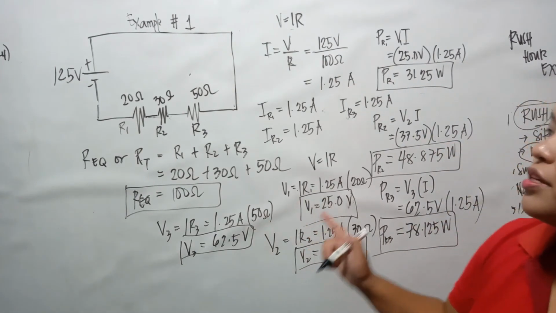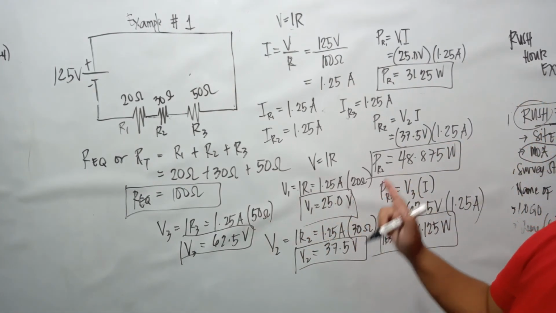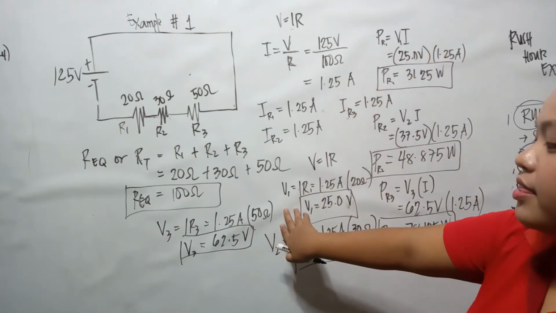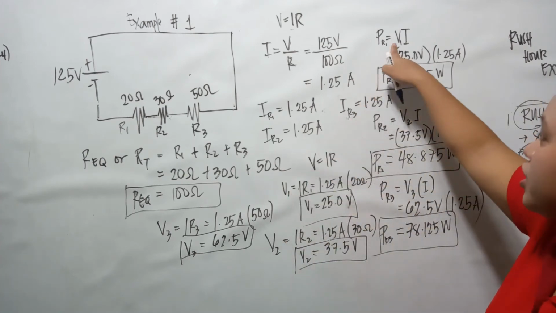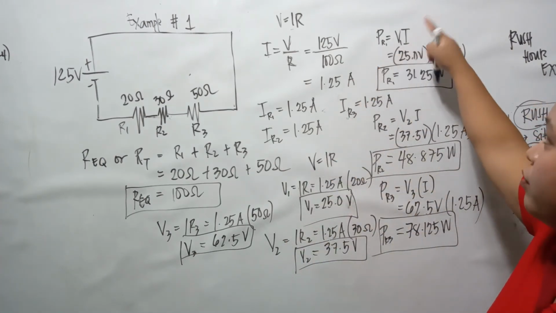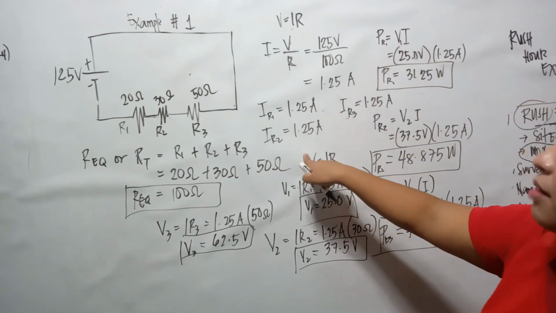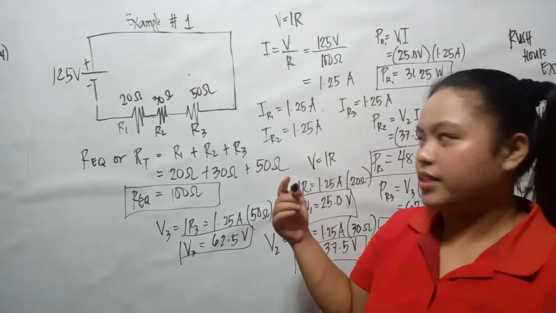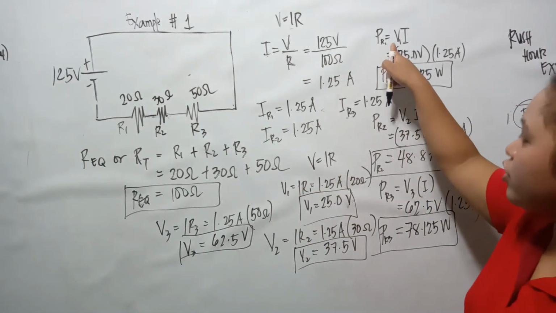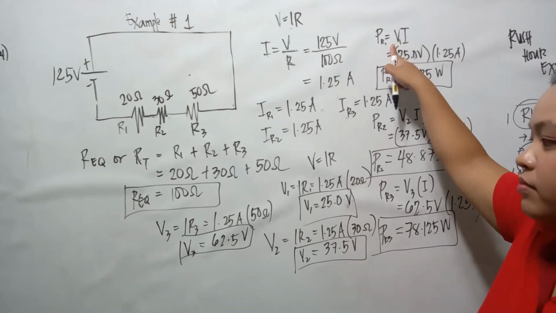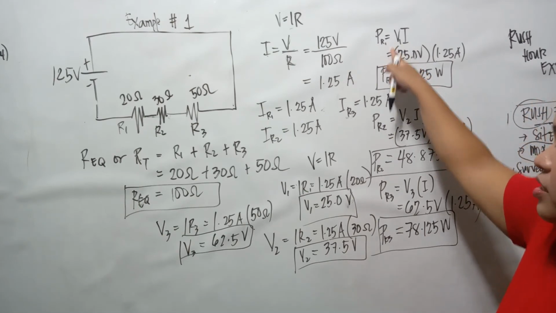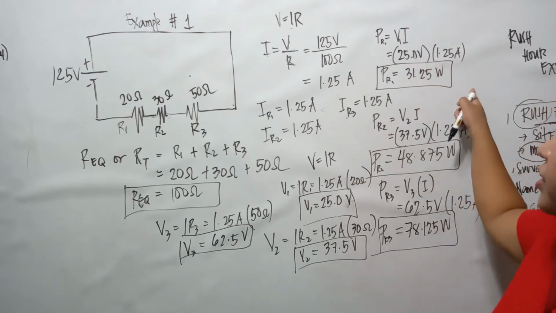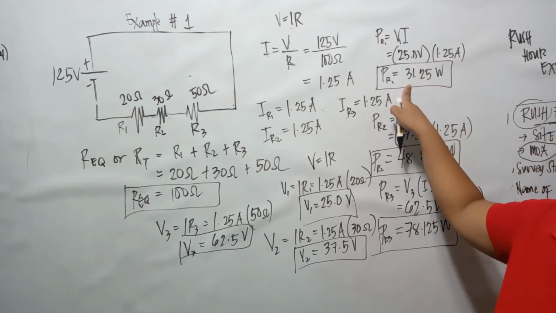And next is the power dissipated in each resistor. We already have the values of the different voltage drops, and we also have the value of the current, because we know that power is equal to the voltage drop multiplied by the current. So for the power in resistor 1, we have 25 volts multiplied by the current of 1.25 amperes, so we get 31.25 watts.